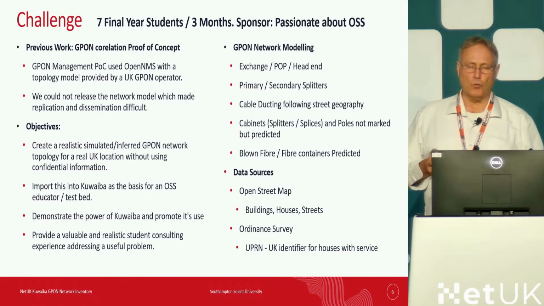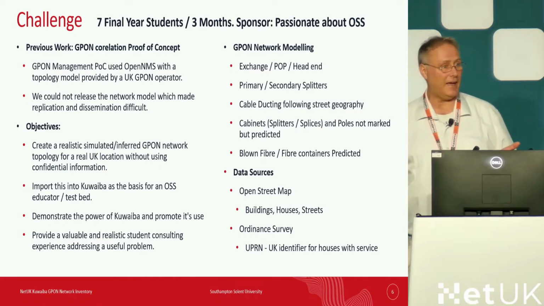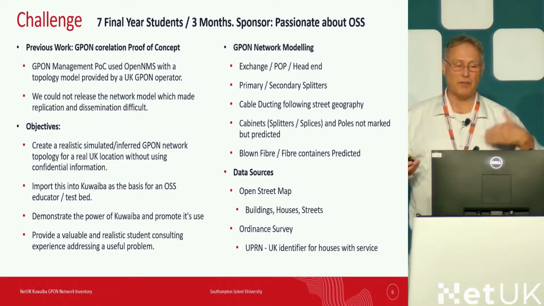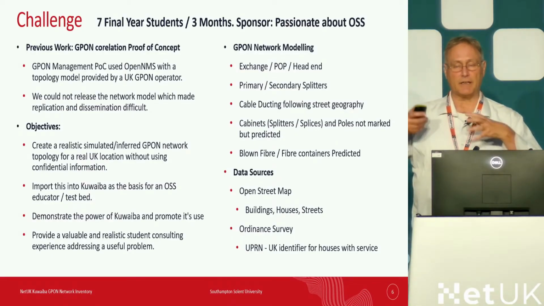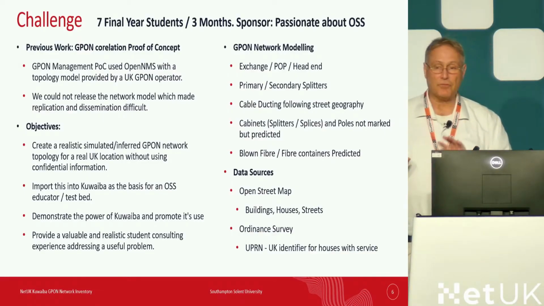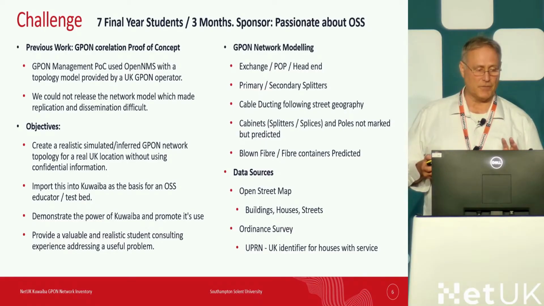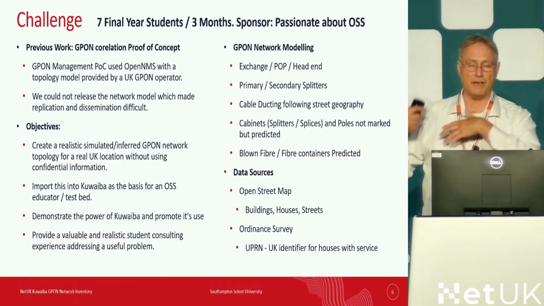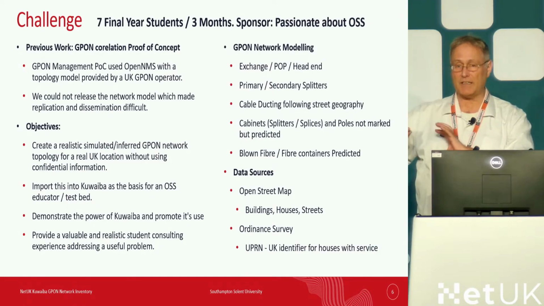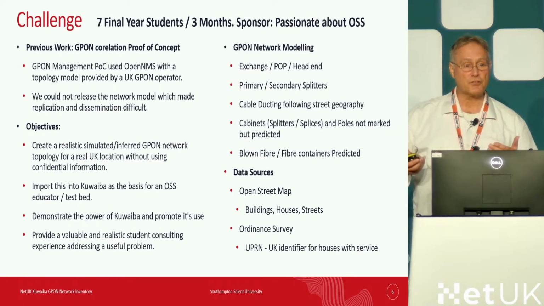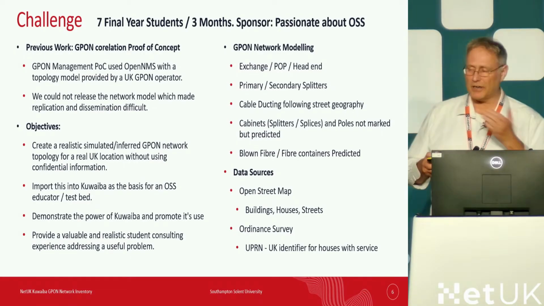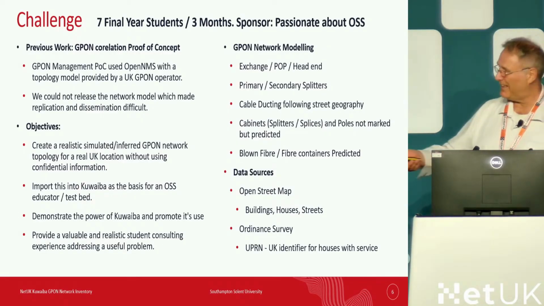So we have in Southampton a project, or a module, which is a consulting module where companies come in with ideas and things they'd like to do. And we did a consulting project using students, 7 final year students, for 3 months to come up with a solution. And what we're trying to do is build on this previous work, modeling a GPON network, but now try and build a representative GPON network using data from OpenStreetMap and UPRN data from the Ordnance Survey. So I'm going to hand over to Corey, who's going to tell you all the complicated detail of that.